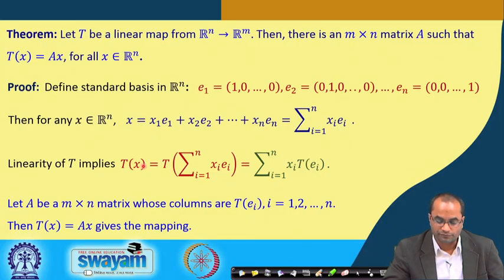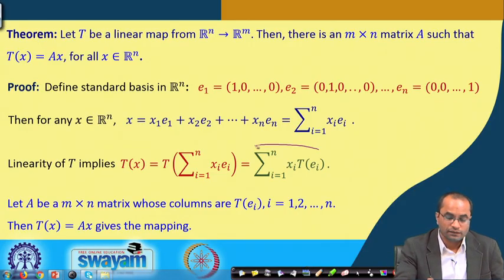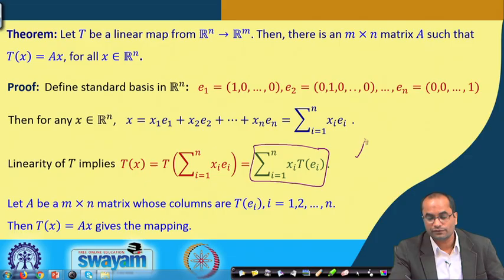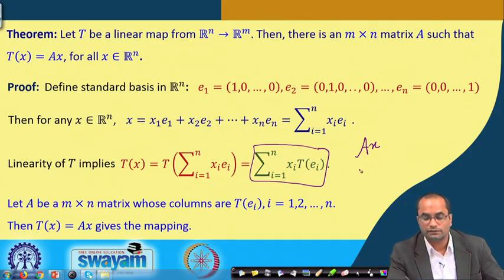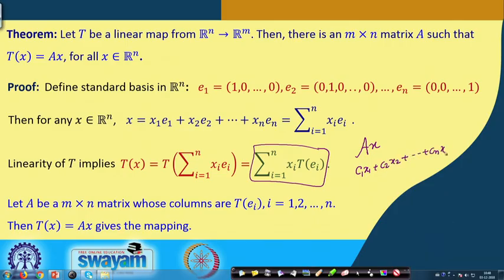So, if you remember the definition of the matrix product, which we have seen several times, that is nothing but column 1 multiplied by x_1, column 2 multiplied by x_2, and so on, column n multiplied by x_n.